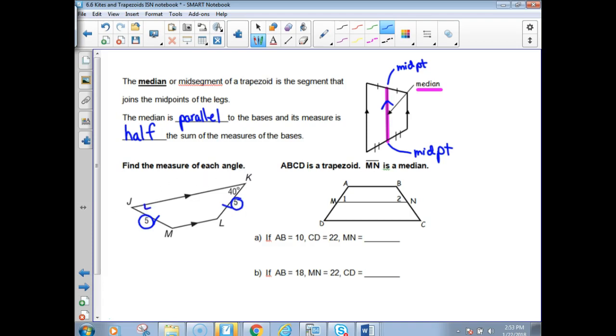Okay, so these would both be 40. So the measure of angle J is 40. And now we want to find out what M and L are. I could give you several strategies in order to figure that out.